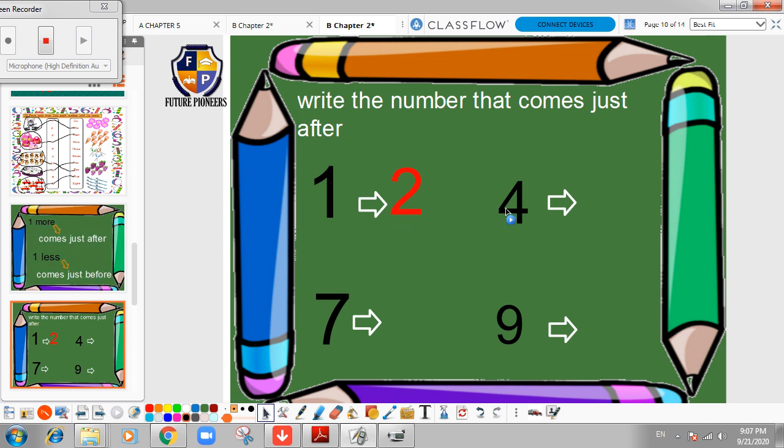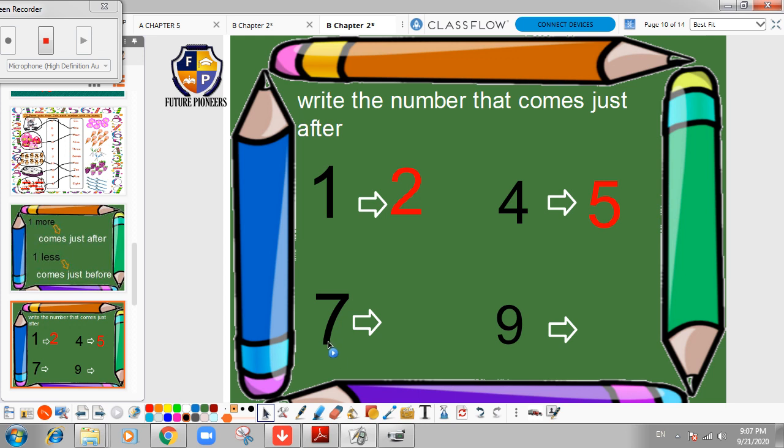Number 4. What is the number that comes after number 4? We said 4, 5. Great job. So number 5 is the number that comes after number 4. How can I write 5 in letters? F-I-V-E, 5.